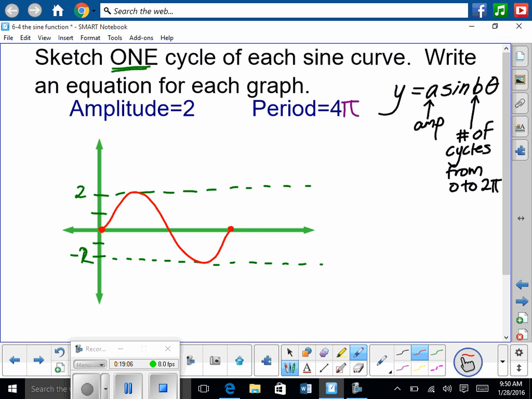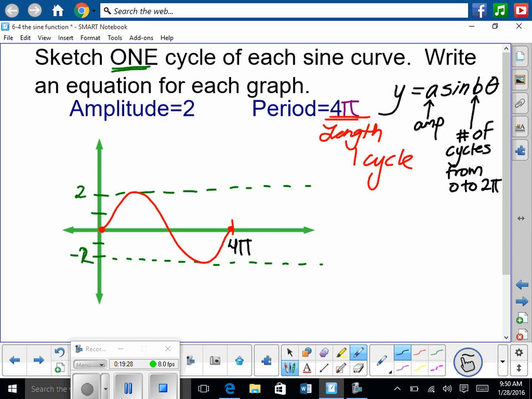And now we're going to label our x-axis. So you've got to think to yourself, what does period mean? Period means the length of one cycle. So our full length, guys, from here to here was ending at what? 4 pi. Does everybody understand that? Okay. So I'm going to write in 4 pi.